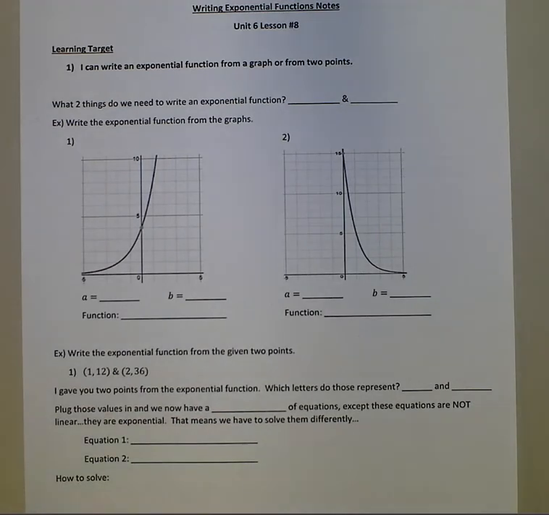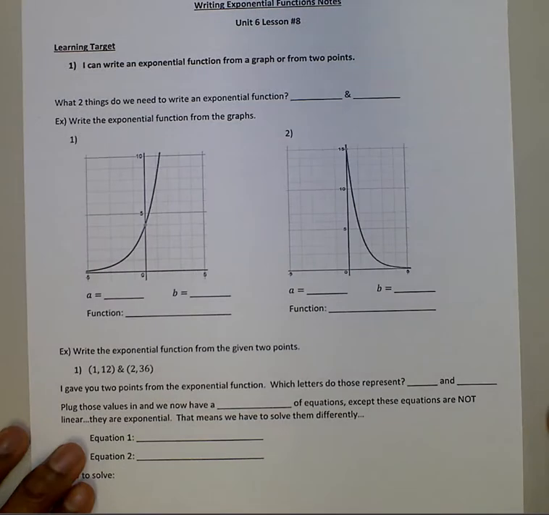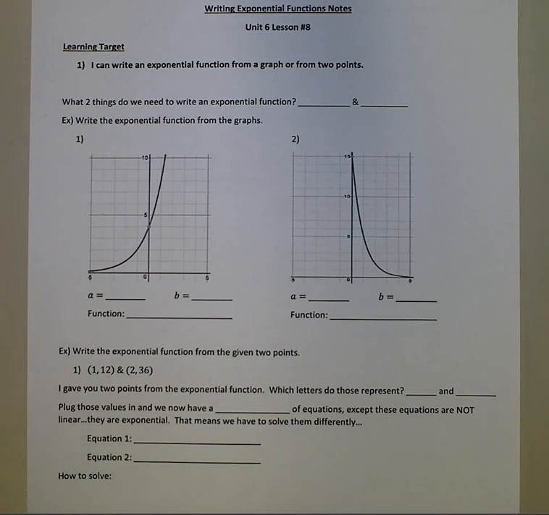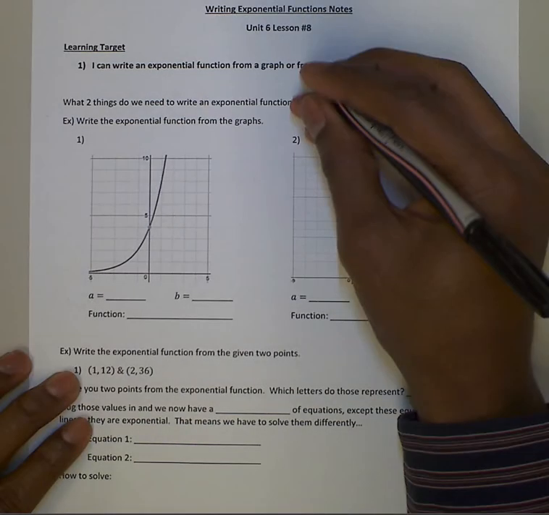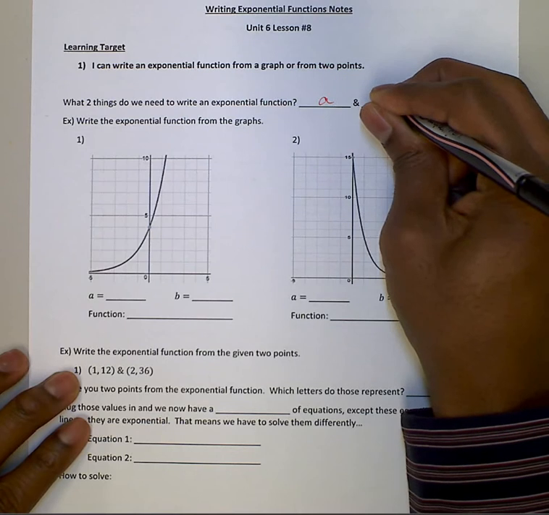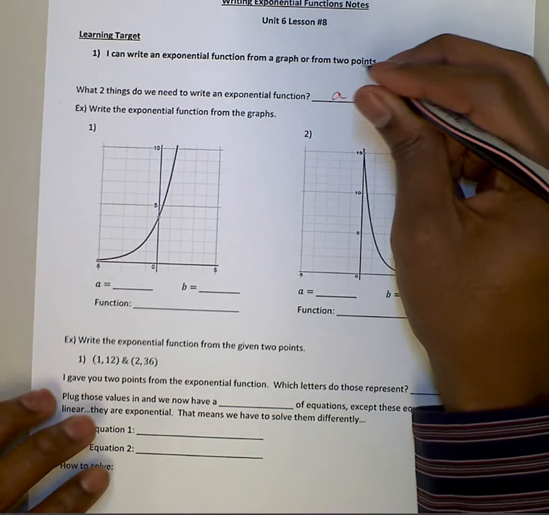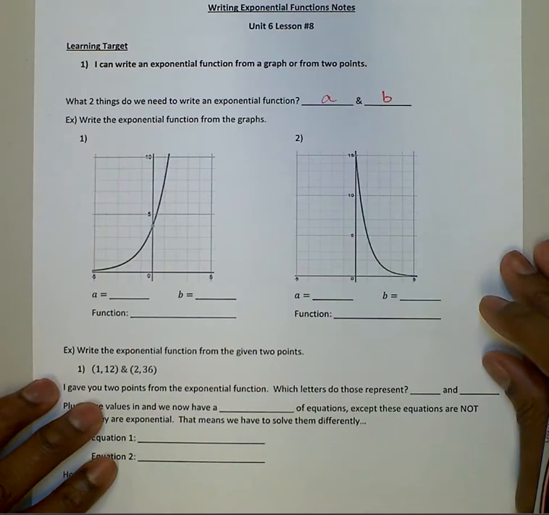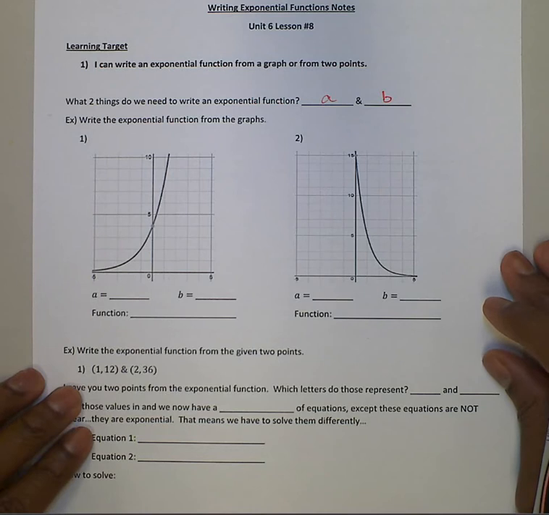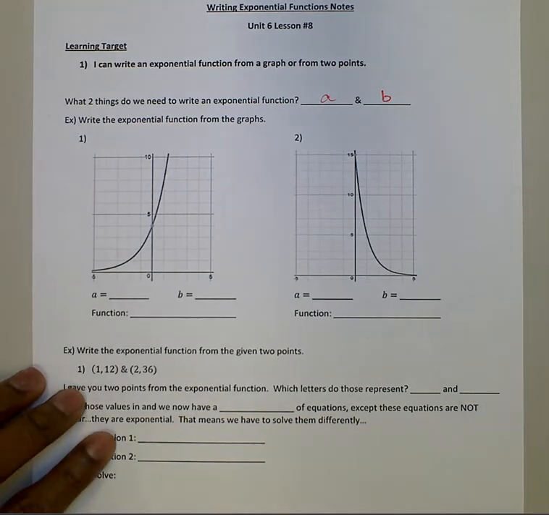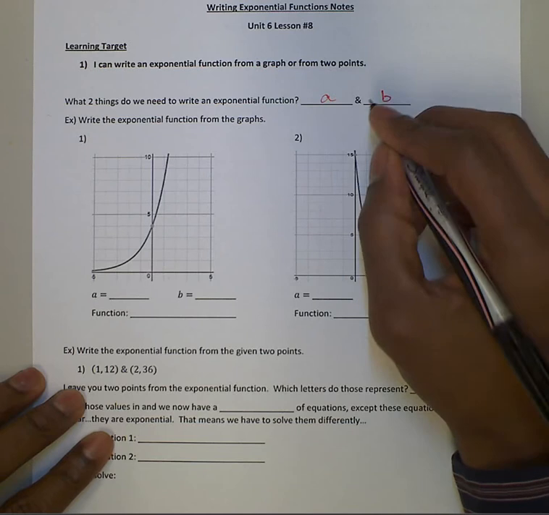Alright, the two things we need to know to write an exponential function are the initial value and the growth or decay factor. Or if we're thinking about it as the function, we need the a, the initial value, and b, the growth or decay factor. Looking at these first two graphs, we're going to be able to write a function given a graph. So here, the things we need are a and b. So let's figure those out.